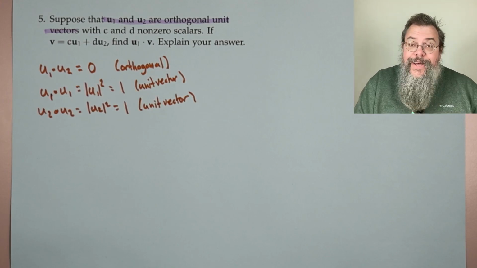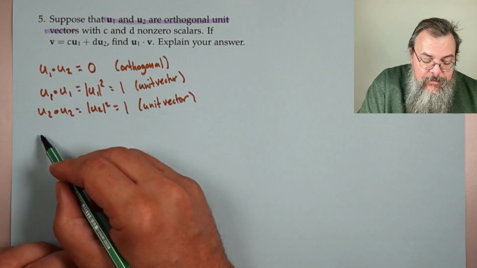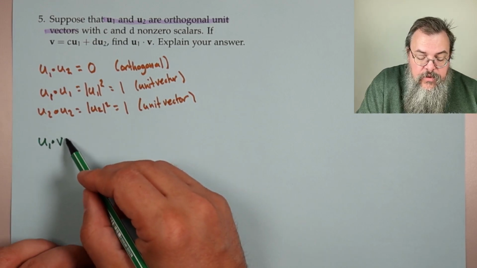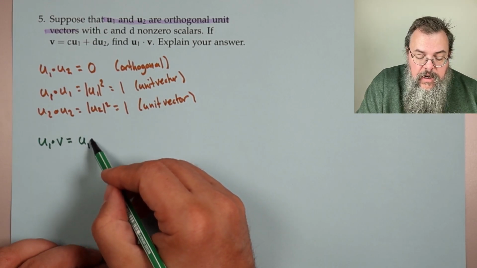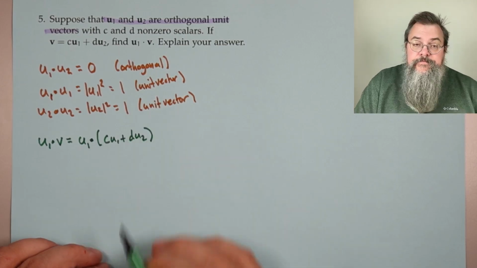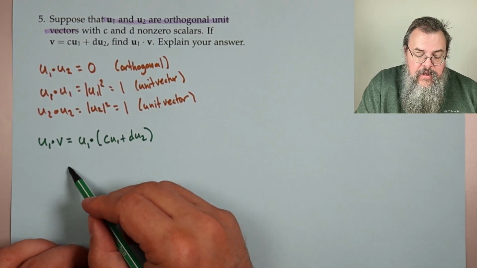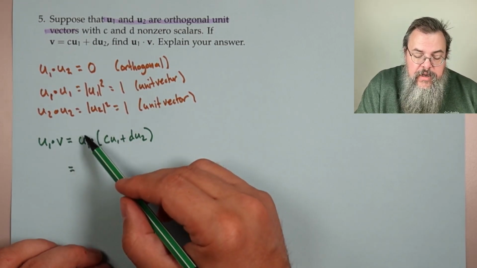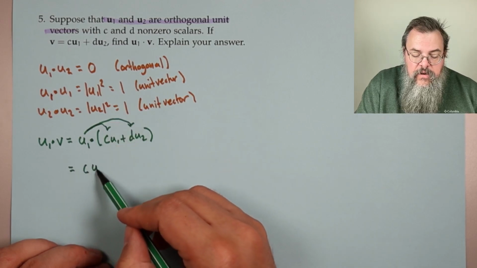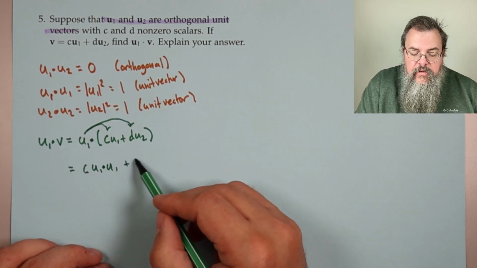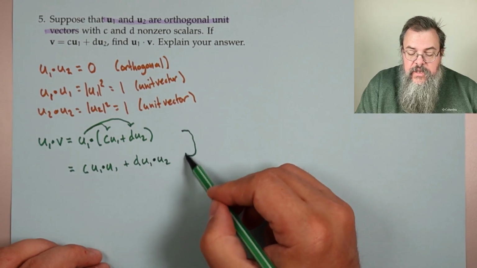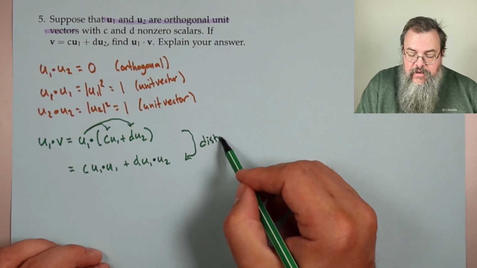And now we say, okay, so let's take U1 dot V. U1 dot V is equal to, well, it's U1 dot (C U1 plus D U2). Okay, well, what can we do? We can distribute. So this is C times U1 dot U1 plus D times U1 dot U2. Okay, so justification is distribution. That's what we're doing here.